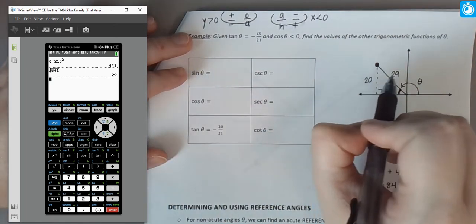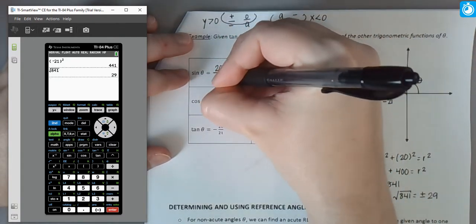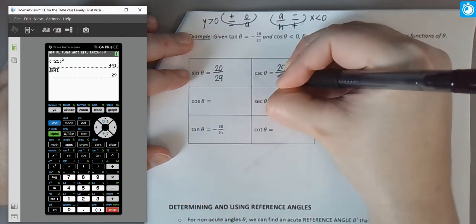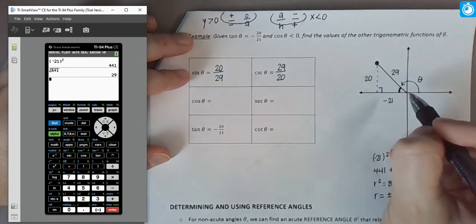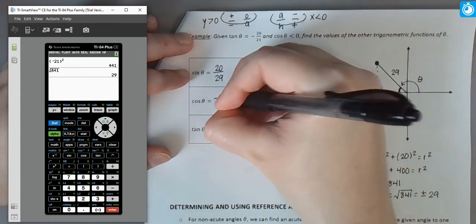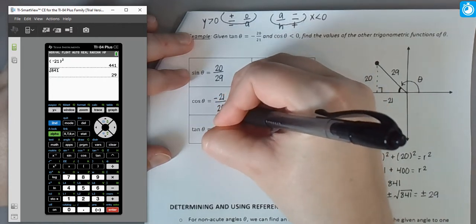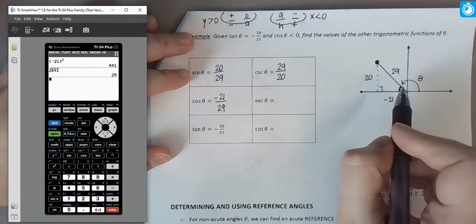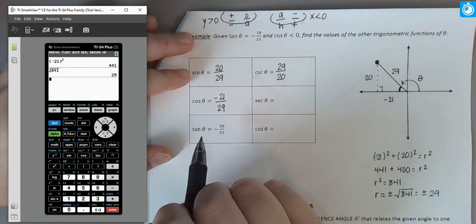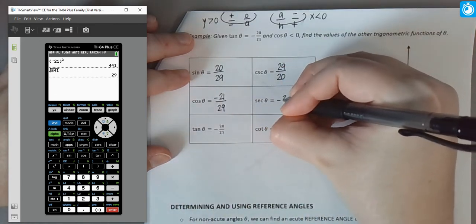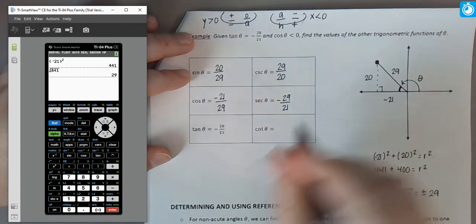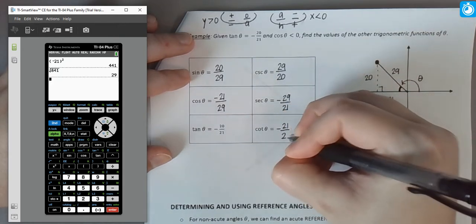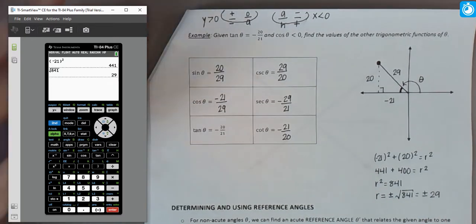So our sine, our opposite over hypotenuse, is going to be 20 over 29. Our cosecant is the reciprocal of that, so 29 over 20. Cosine is the adjacent over the hypotenuse, so negative 21 over 29. Now, we were told that cosine should be negative, and that also checks out from the triangle and from the ratio. Secant is the reciprocal of that, so negative 29 over 21. And then take the reciprocal of tangent to get cotangent, so negative 21 over 20. And there we go. There are our values.